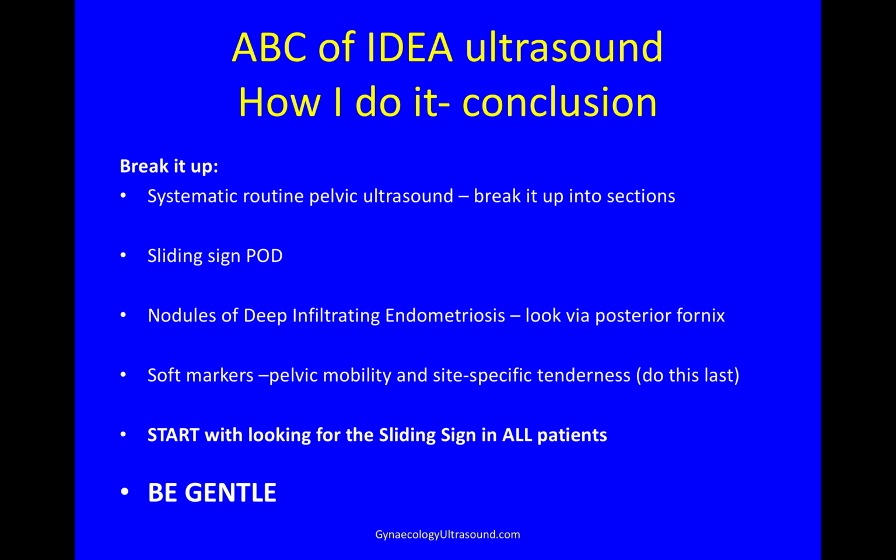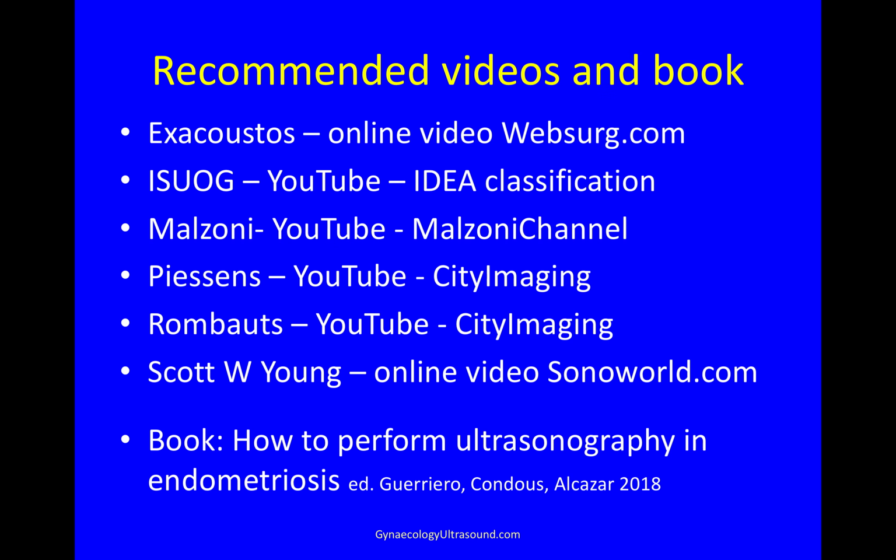So the ABC of IDEA ultrasound, how I do it, I break it up. I have a systematic routine pelvic ultrasound, looking logically the same way at the different organs. Then I look for the sliding sign in the pouch of Douglas. Then I look for nodules of DIE through the posterior fornix. Then I do the soft markers, pelvic mobility and site-specific tenderness. But when you're learning how to do this, start by just checking for the sliding sign in all patients. And remember to be gentle.